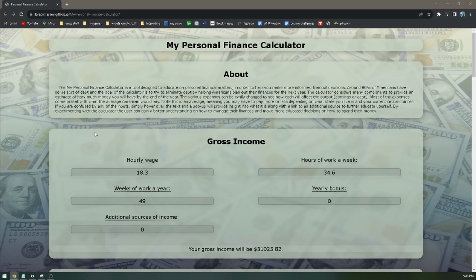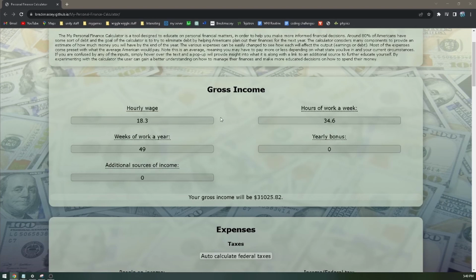Our submission to the Congressional App Challenge is the My Personal Finance Calculator, and it was made by Breck Massey, Brady Williams, and Nicholas Preet. At least 80% of Americans are in some sort of debt, and the goal of this calculator is to help eliminate the chance of debt for the user.